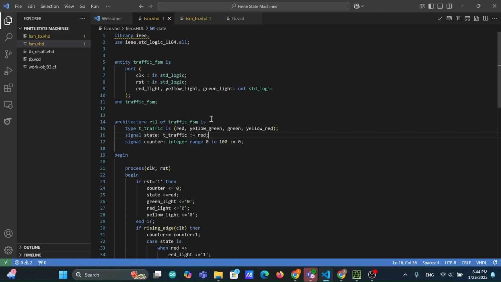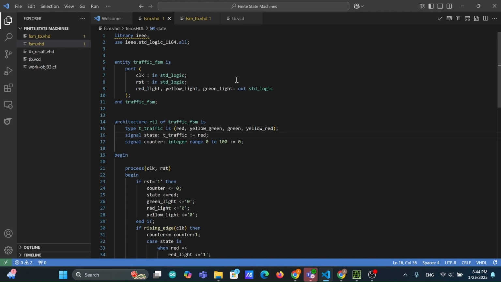Jumping over to the code, to design the traffic light system that we talked about, we would need to first create the entity of that traffic light system. Our traffic light system has 3 outputs and 2 inputs, the clock and the reset as input, and the red, yellow, and green light as the output. Now that we've simply defined an entity, let's talk about the functionality of this traffic light system that is designed using the finite state machine.